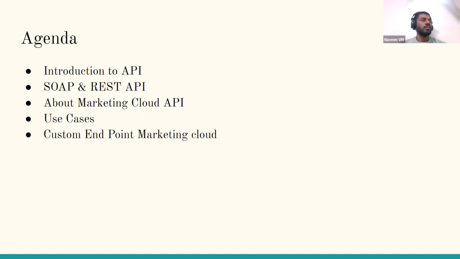Okay, so today's topic is about APIs. We're going to talk briefly about APIs and the main API types, SOAP and REST, about Marketing Cloud APIs and some of the use cases we can do with them. We'll also cover how to use a custom endpoint as an API inside Marketing Cloud to achieve certain things. Those are the things we want to talk about.